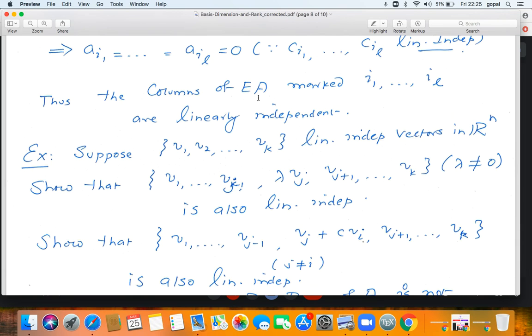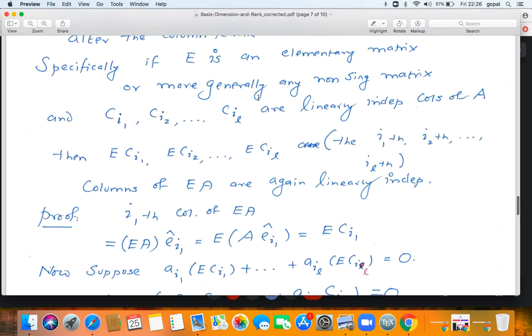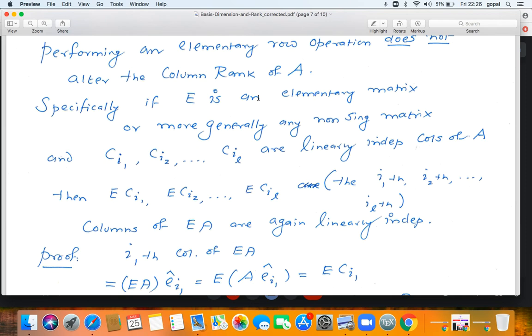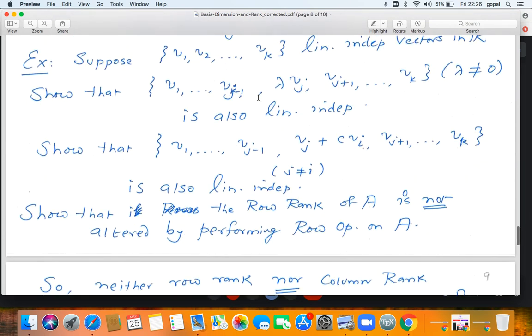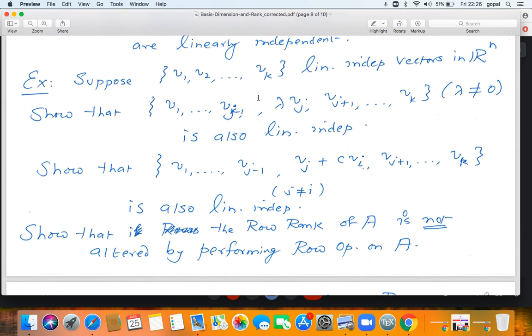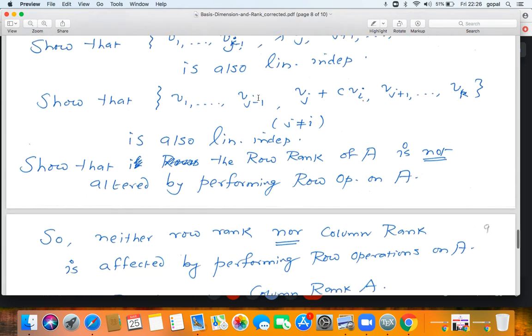Now, what does this tell you? Let us apply this simple idea to the rows of a matrix. If you have a bunch of rows of a matrix, say R1, R2, Rk, and they are linearly independent, then performing elementary row operations will again keep them linearly independent. In other words, the row rank will not change when I perform elementary row operations. And we have also seen that the column rank will not change when I make an elementary row operation. So neither the row rank nor the column rank changes. Now I want to understand the relationship between the row rank and the column rank. A remarkable theorem.